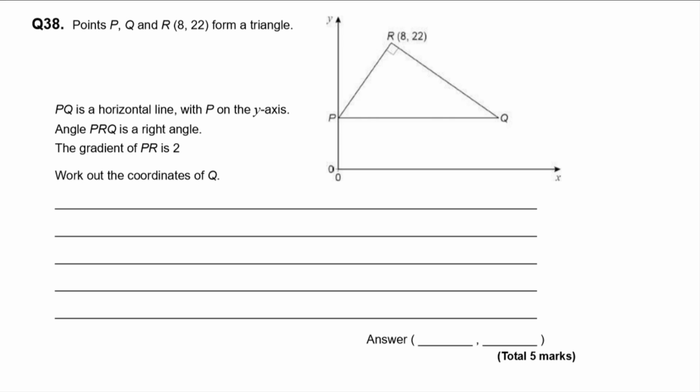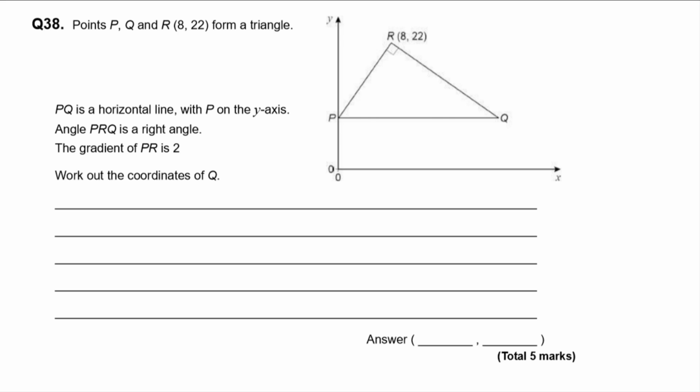Question 38. Points P, Q and R, where we've given R, it's 8, 22, form a triangle. PQ is a horizontal line with P on the y-axis. Angle PRQ is a right angle. The gradient of PR is 2. Work out the coordinates of Q.